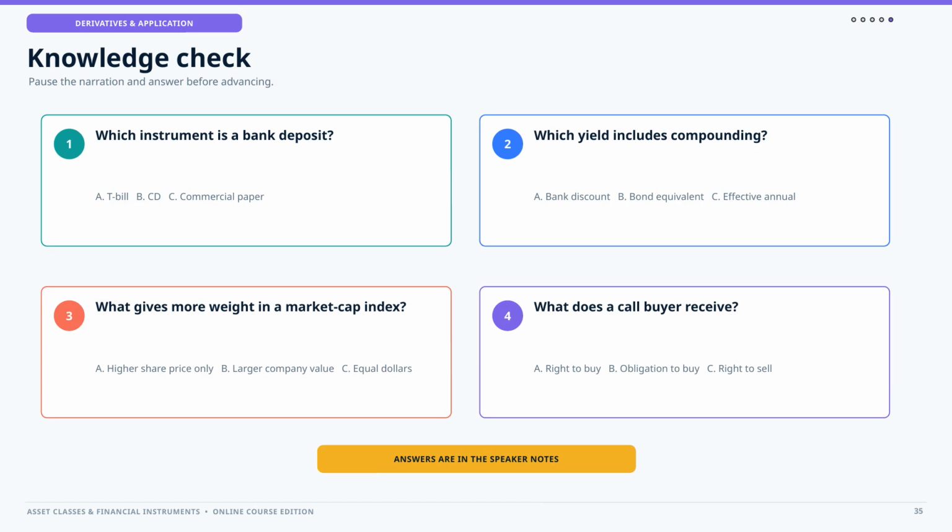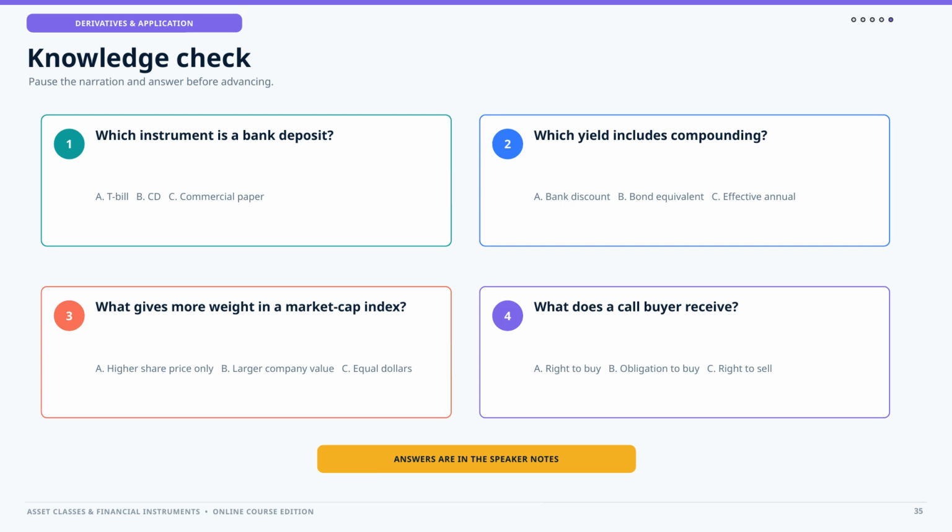Pause here and answer the 4 questions. Question 1 asks which instrument is a bank deposit rather than a marketable government or corporate security. Question 2 asks which yield compounds the holding period return. Question 3 asks what determines influence in a market cap weighted index. Question 4 asks for the defining right of a call option buyer.